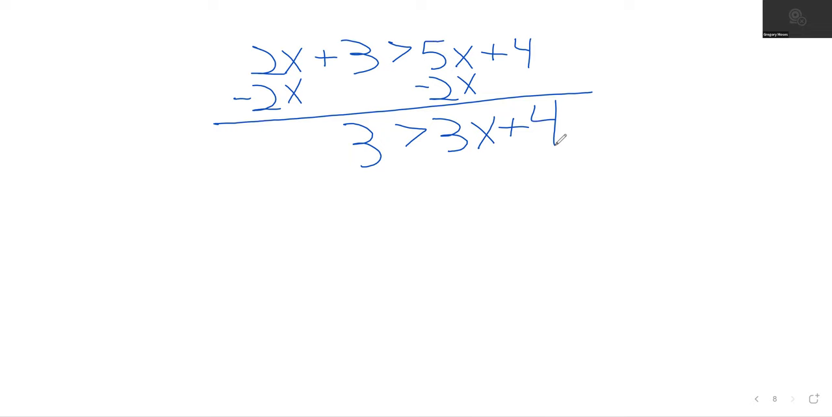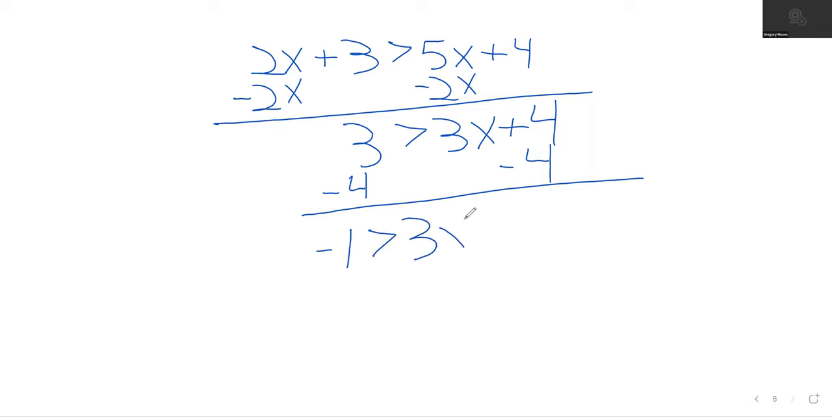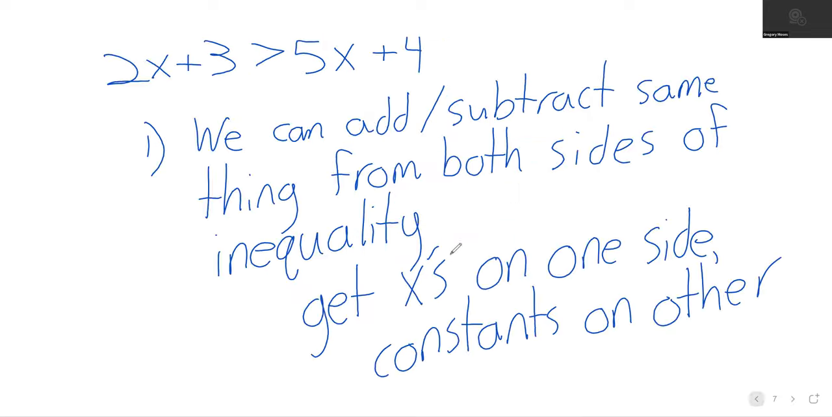What about our constants? I said we wanted our constants on the left. Well, we could subtract that 4 and get negative 1 is greater than 3x. Is everyone with me so far? So this is using rule 1, let's call it.